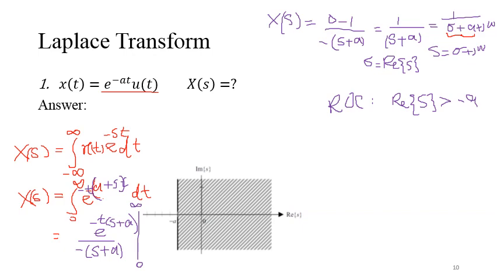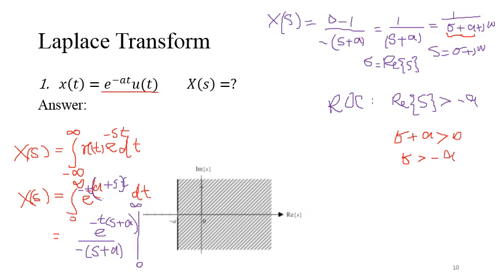So if sigma plus a equals 0, that means if you put it here, we have just a step function, right? So for this signal to converge, sigma plus a should be greater than 0. So when sigma plus a is greater than 0, that means sigma, which is the real part of s, should be greater than minus a.